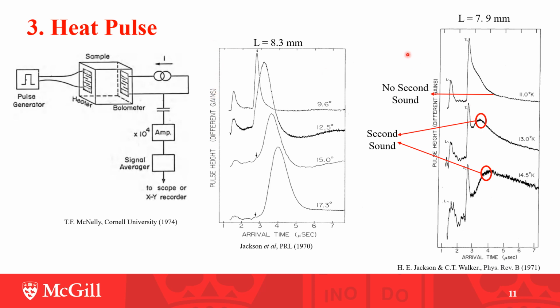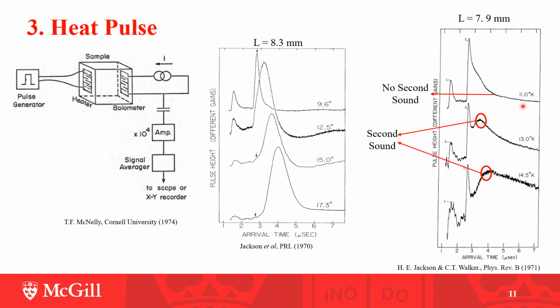Here we have two examples, at 7.9 millimeter characteristic length for a pure crystal, and at 8.3 millimeter for a very pure crystal. And we can see here there are three waves. The fastest one is the longitudinal sound wave, and the second one is the transverse sound wave, and the last one is basically the second sound.